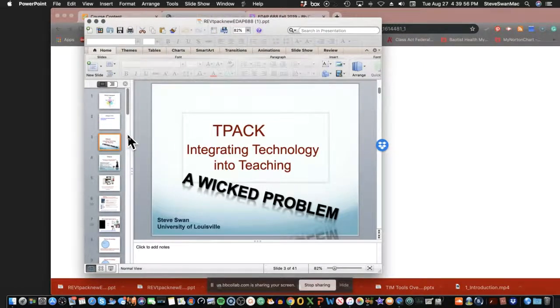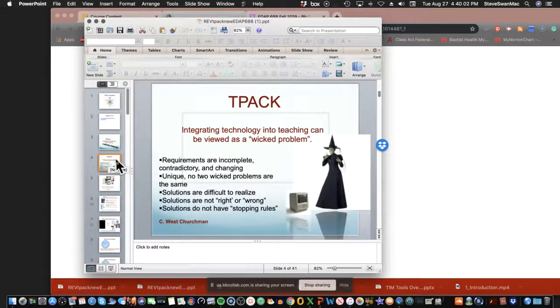Technology integration is described as a wicked problem. Now, wicked problem is not some cute title that the guys came up with. It's an actual social psychology term that was come up by C. West Churchman, and here's what it means.